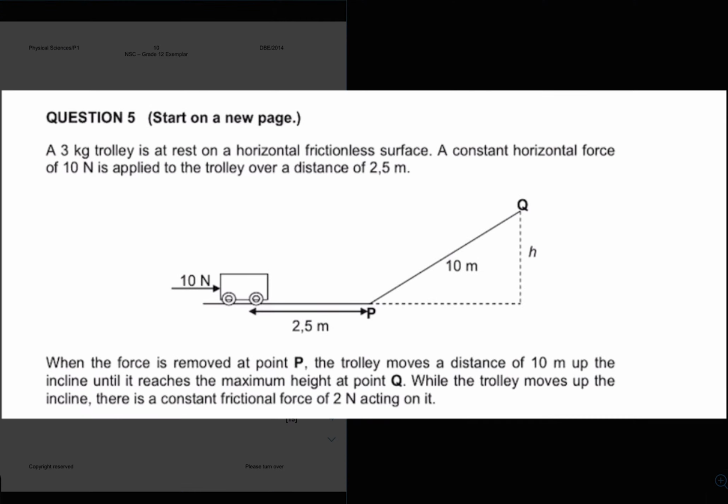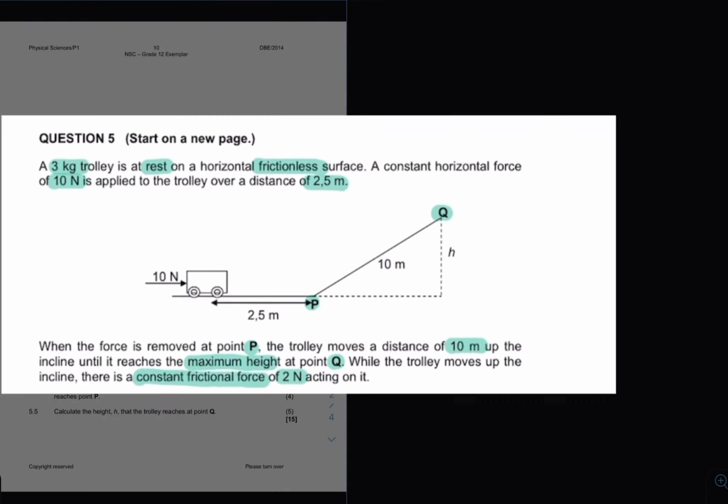In the next exam question, we have a 3 kilogram trolley that is at rest on a horizontal, frictionless surface. A constant horizontal force of 10 newtons is applied to the trolley over a distance of 2.5 meters. When the force is removed at point P, the trolley moves a distance of 10 meters up the incline until it reaches its maximum height at point Q. While the trolley moves up the incline, there is a constant frictional force of 2 newtons acting on it.